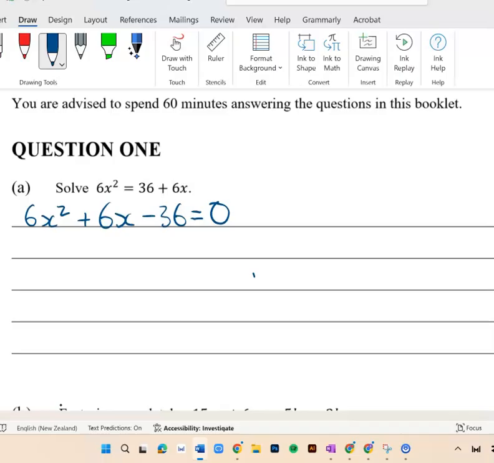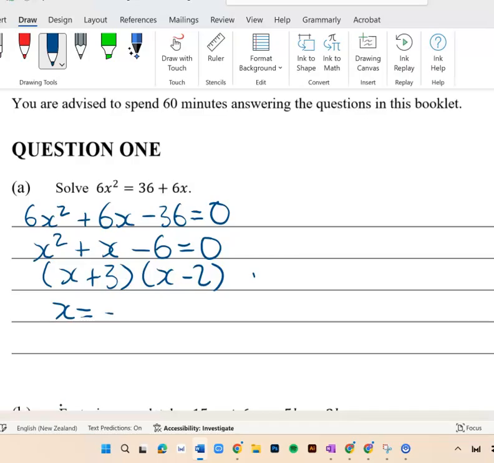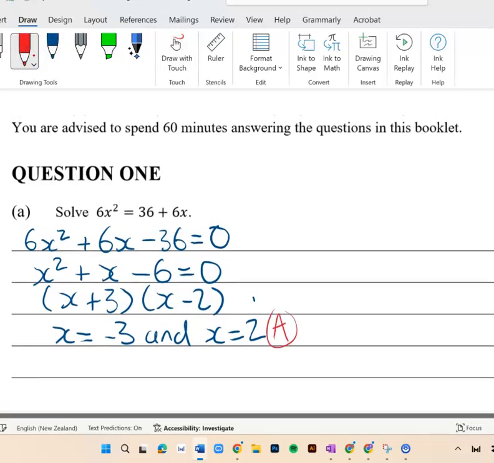Then we can factorize this 6 out because it's a common factor. So we can go x squared plus x minus 6 equals 0. Now, we need to factorize again. We need two numbers that multiply to negative 6 and add to just x, which is 1. So we can have x plus 3 and x minus 2. So that just means x equals negative 3 and x equals 2. And that would be an achieved.